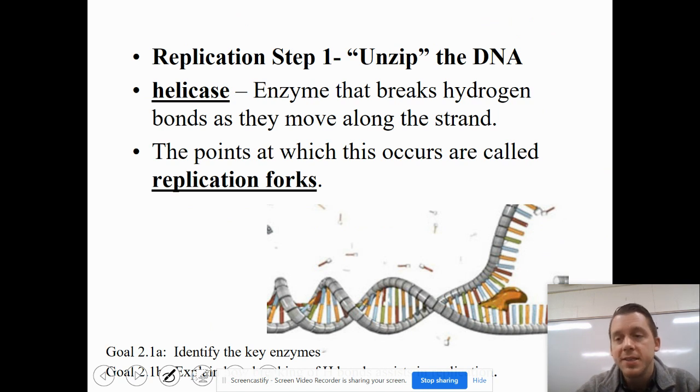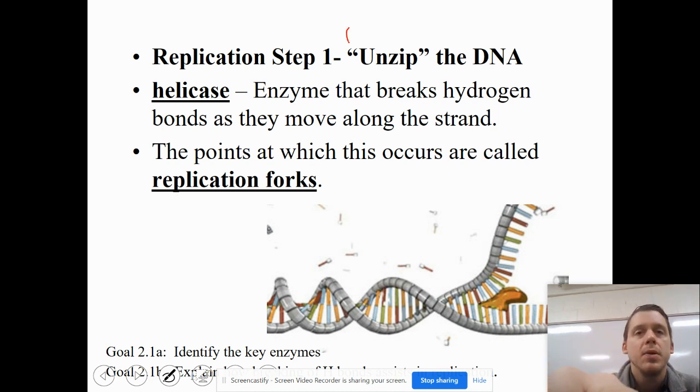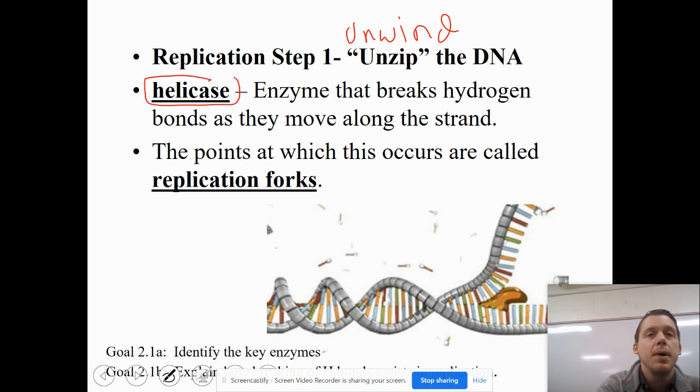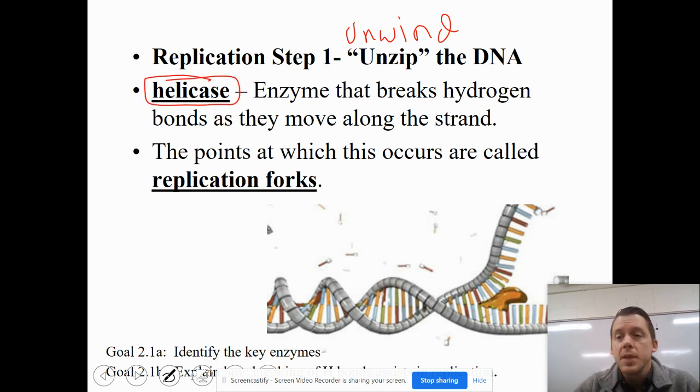So let's look at each of these steps in a bit more detail. Step one, we've got to unzip or unwind the DNA. You can maybe write that. Unzip and unwind are the same. We need an enzyme to do that. The enzyme we use is helicase, which I am putting a box around. You can remember helicase because helicase undoes the helix structure.